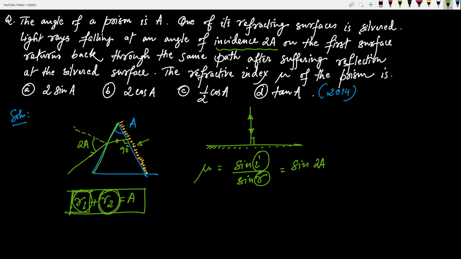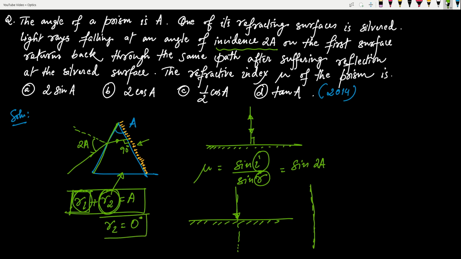If you look carefully into the figure, we can see that R2 is equal to 0. Why? Whenever there is a plane mirror and a ray of light falls perpendicular to the surface, the angle of refraction is 0 degrees, because the ray and the normal are on the same line. Therefore, R2 is 0 degrees.